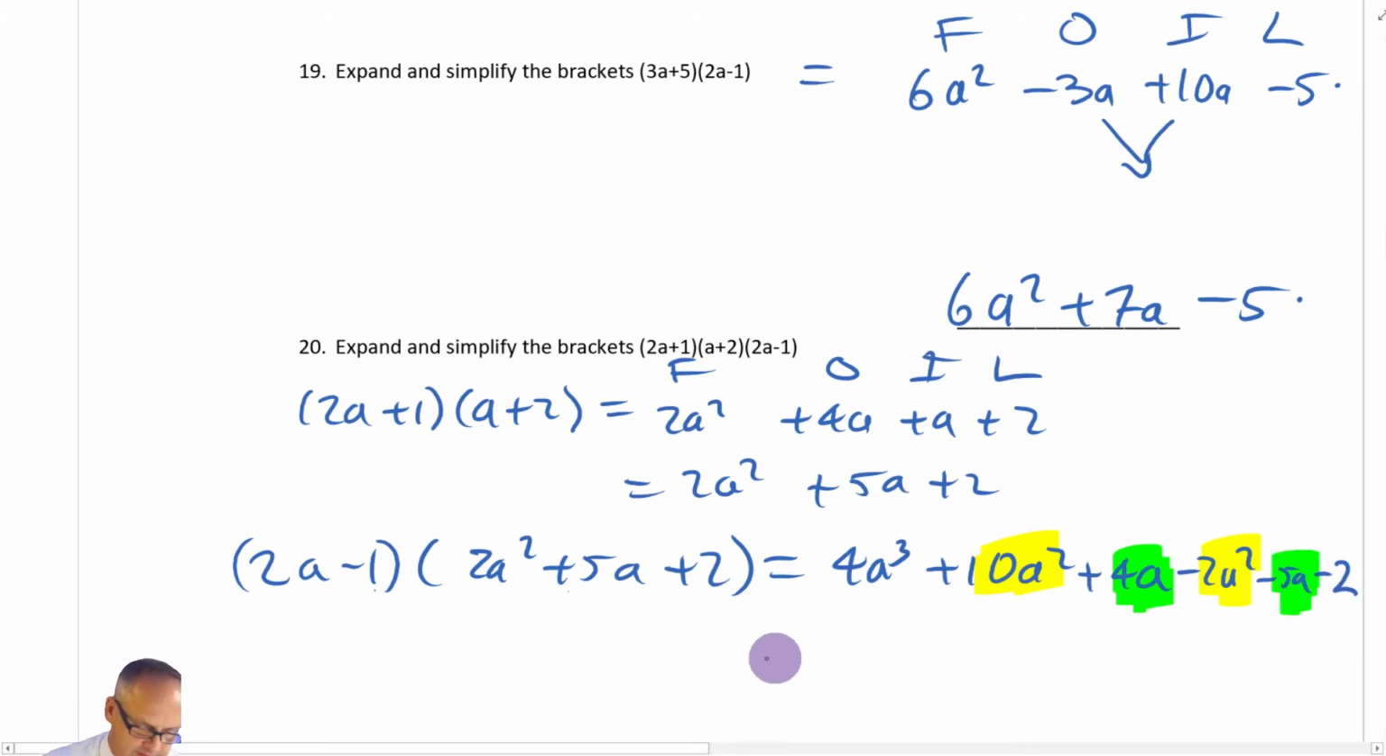So we get as our final answer 4a cubed, which is all on its own because there's no other cubed. 10a squared minus 2a squared is 8a squared. 4a minus 5a is minus a, minus 2 on the end.